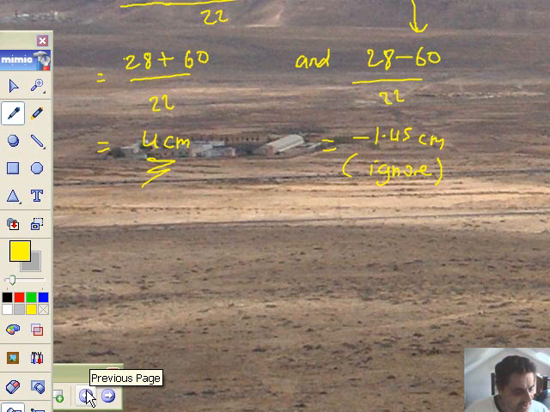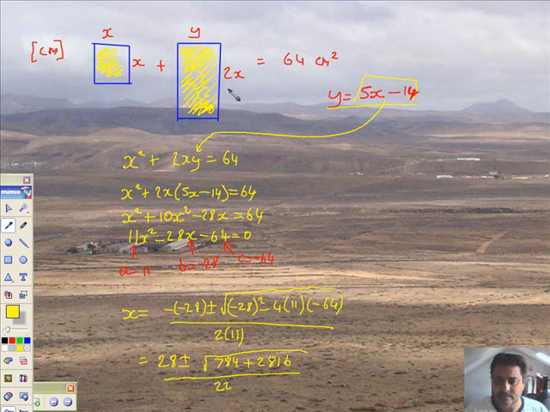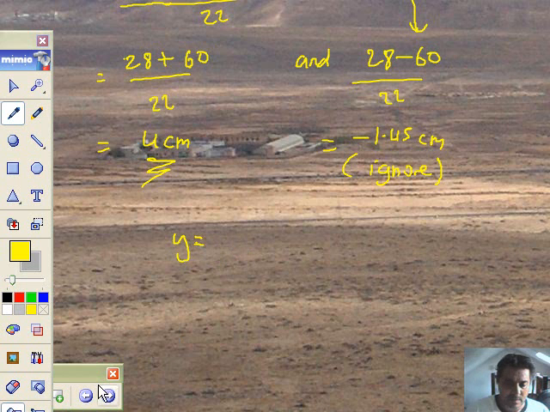So read my question. It says, find the dimensions of the square and the rectangle. Okay then, so let's just do the rectangle. We've got to work out the y dimension now, and we use y equals 5x minus 14. So turn over. y equals, is it 5x, was it?